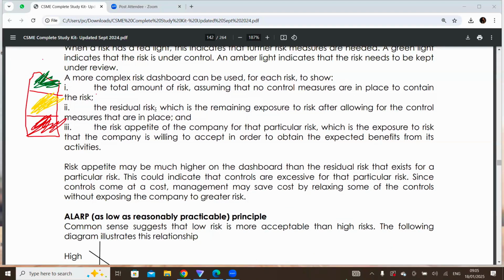Risk appetite may be much higher on the dashboard than the residual risk that exists for a particular risk. This could indicate that controls are excessive for that particular risk. Since controls come at a cost, management may save costs by relaxing some of the controls without exposing the company to greater risk. Thank you very much.